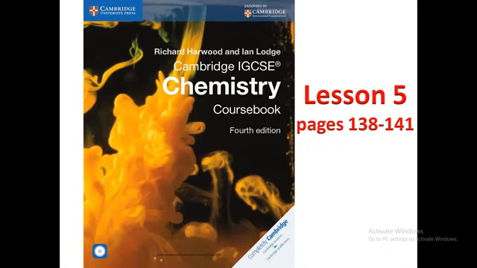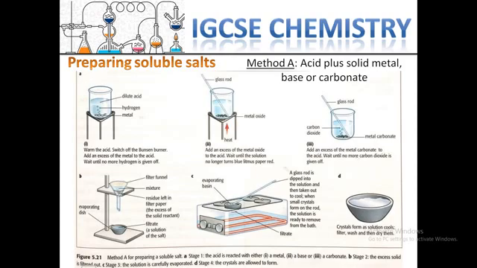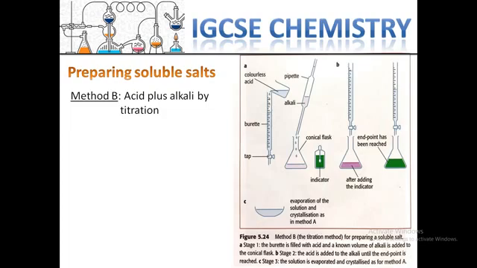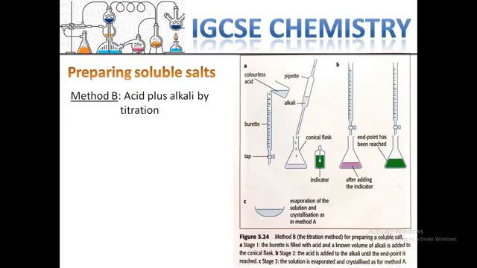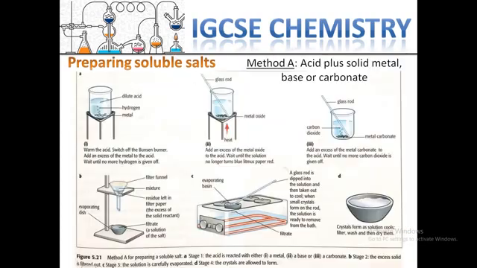Today I'm going to explain pages 138 to 141. We are going to study two ways of preparing soluble salts. First is method A, and the second is method B. Method A is acid plus solid metal, or base, or carbonate.